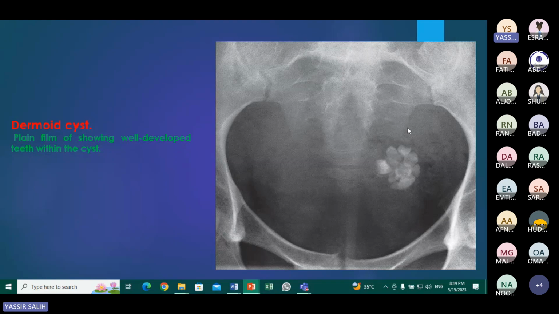And what is this? What abnormality do you see? When we find something like this, what does it mean? How to describe this abnormality? Teeth appearance. Yes. It is calcification, calcification with a teeth appearance. So what is the diagnosis?